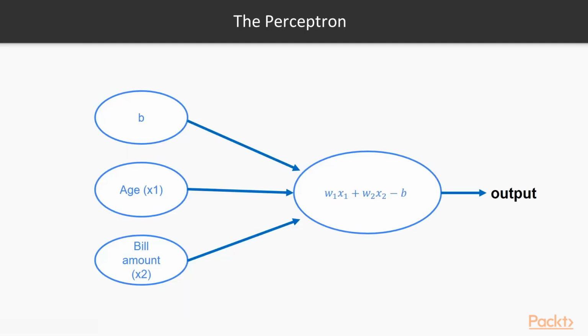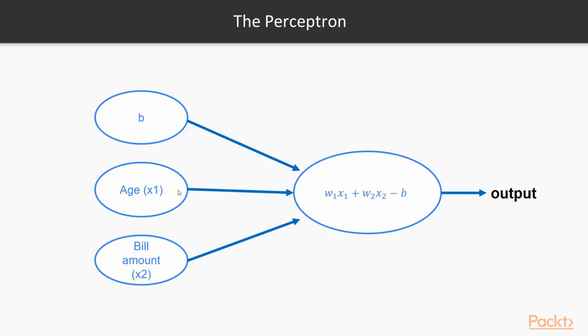This is the perceptron, and this is another way to visualize it. You have the value of the threshold or the bias, the value of age, which we will call x1, and the value of bill amount, which we will call x2.